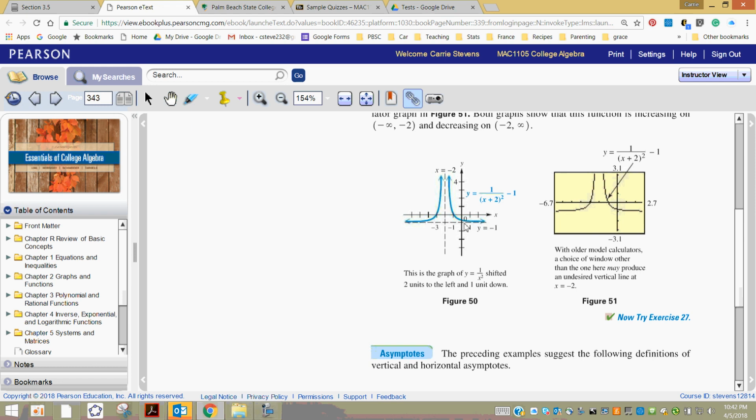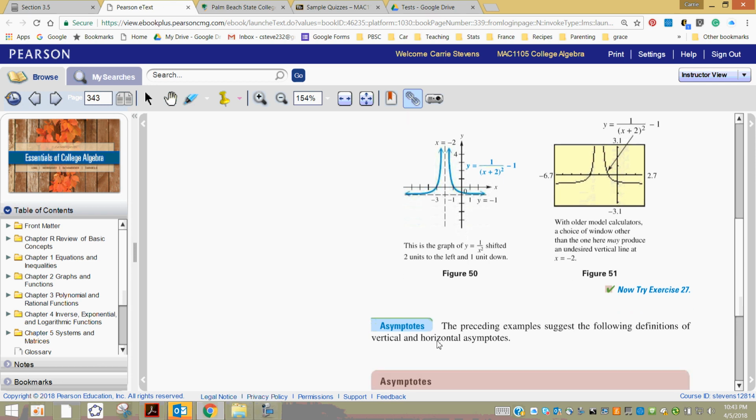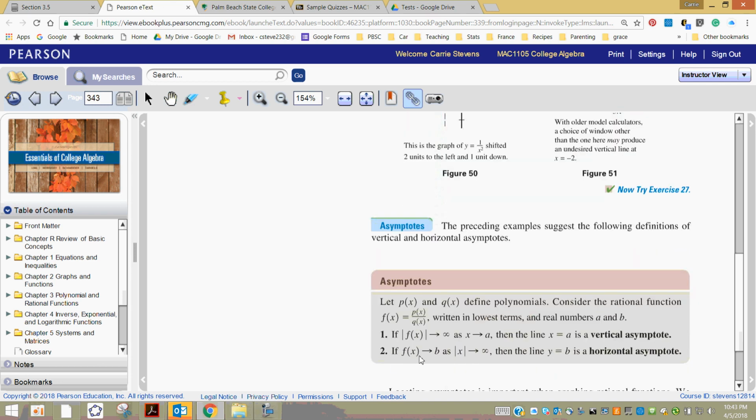As x is approaching that vertical line, the y value is veering off towards positive infinity, and likewise over here. So therefore, the vertical asymptote is -2. And likewise, if the y value is approaching a constant as the absolute value of x approaches infinity, then we have a horizontal asymptote.